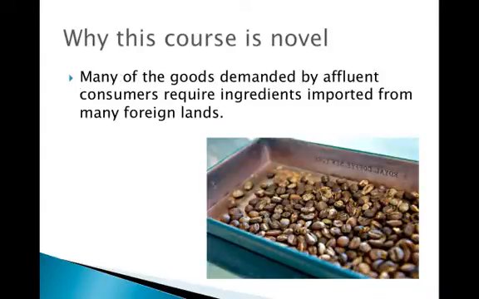Another point is that many of the goods demanded by affluent consumers, like us, require ingredients imported from many foreign lands. And I said, like us. So like it or not, if you're taking this online global moral ethics class at Purdue University, a Big Ten university, you have what's called a high socioeconomic status. Now you might say, wait, whoa, I'm a college student. I'm broke. If I have a job, I make minimum wage.